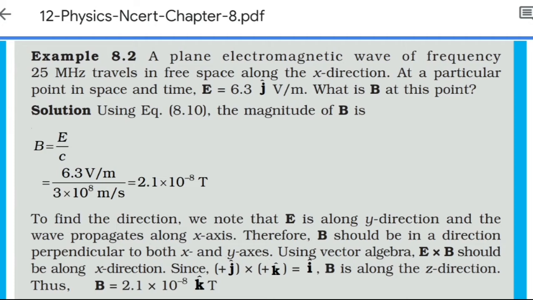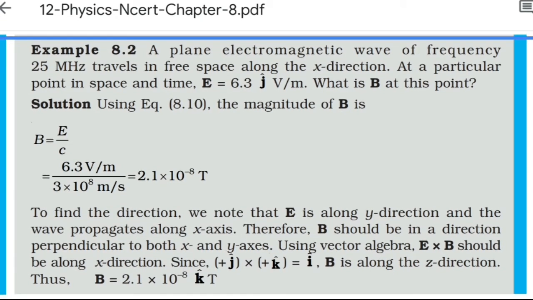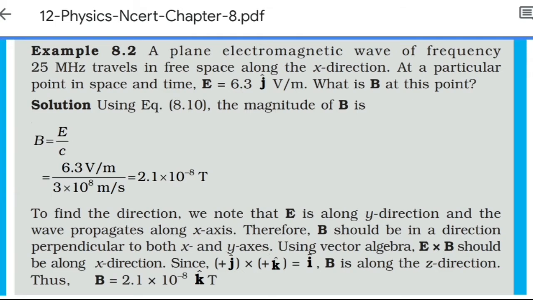So, in the case of an EM wave, its frequency is given as 25 megahertz. And at a particular point, E is given, and you are asked to find B. So here we can use the relation between E and B. We know C is equal to E0 by B0, which is the same as E by B. So, B is equal to E by C. Substituting the values, we will get 2.1 into 10 raised to minus 8 Tesla.